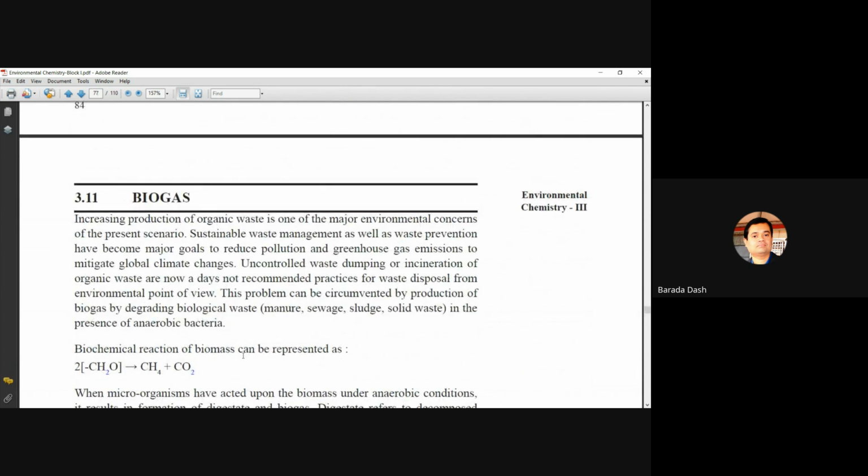So next is biogas. Increasing production of organic waste is one of the major environmental concerns present in the scenario. Sustainable waste management as well as waste prevention.